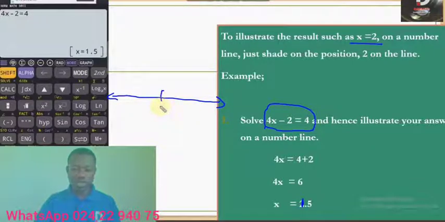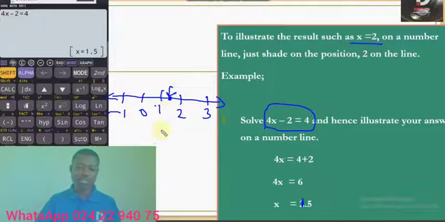So let's go. I can put 1 here, I put 2 here, I put 3 here. It means here is 0, here is 1. You know that number line, that's how it goes. This is 1, so 1.5 is here. So you shade this place. This is the answer. In other books, you see something like this: x is equal to 1.5 or 3/2. It is a shaded line. So that's all about that.